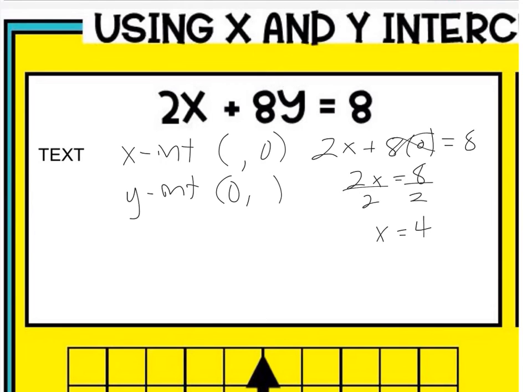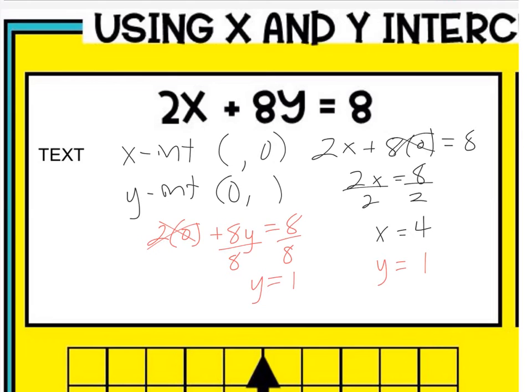Alright, the bottom one, if my x is 0, I'd have 2 times 0 plus 8y is equal to 8. 2 times 0, we can get rid of that. 8y is equal to 8. We're going to divide by 8 on both sides. We get y is equal to 1. So that should be our intercepts.